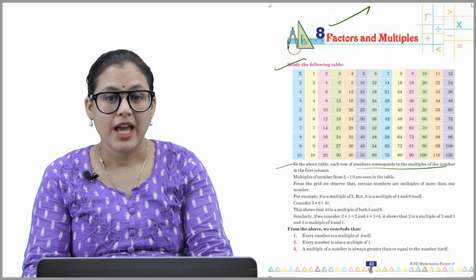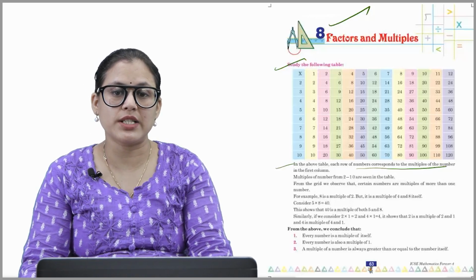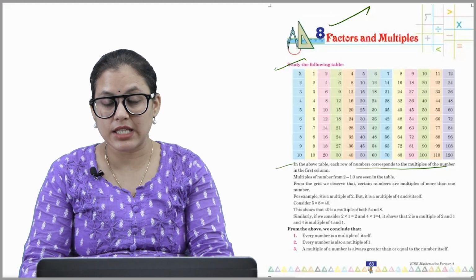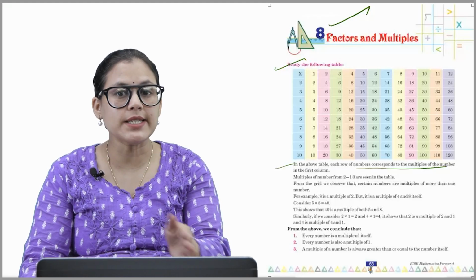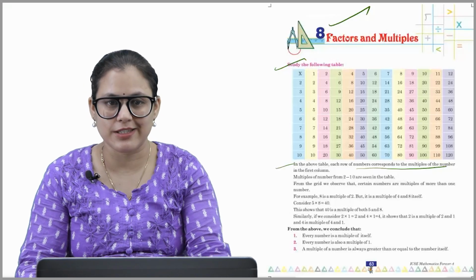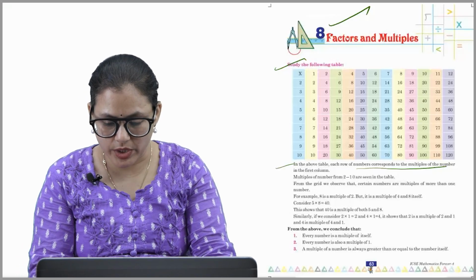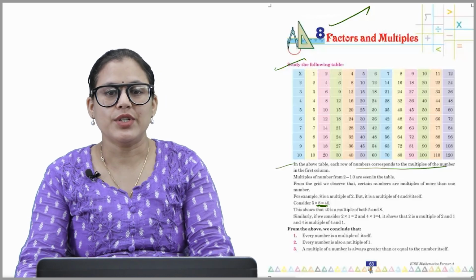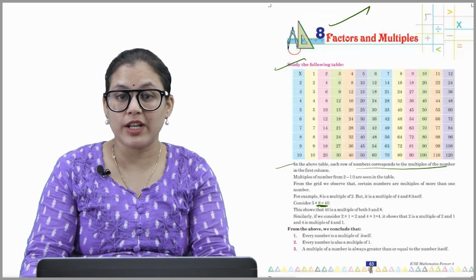And from the grid we observe that certain numbers are multiples of more than one number. For example, 8 is a multiple of 2, but it is also a multiple of 4 and 8 itself. Consider 5 into 8 is 40. So this shows that 40 is a multiple of both 5 and 8.